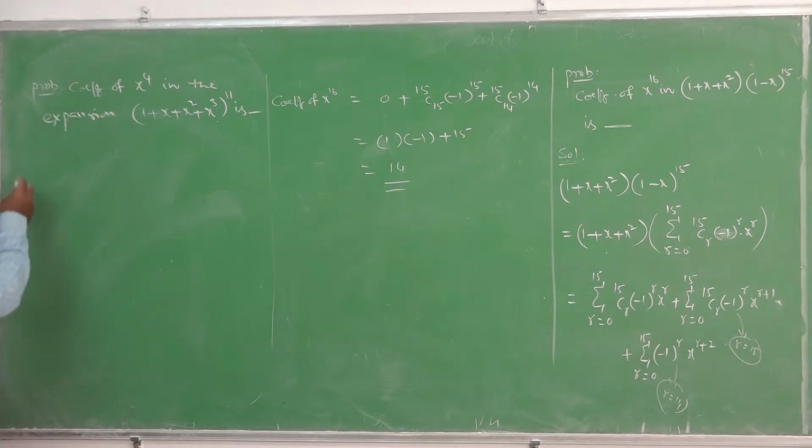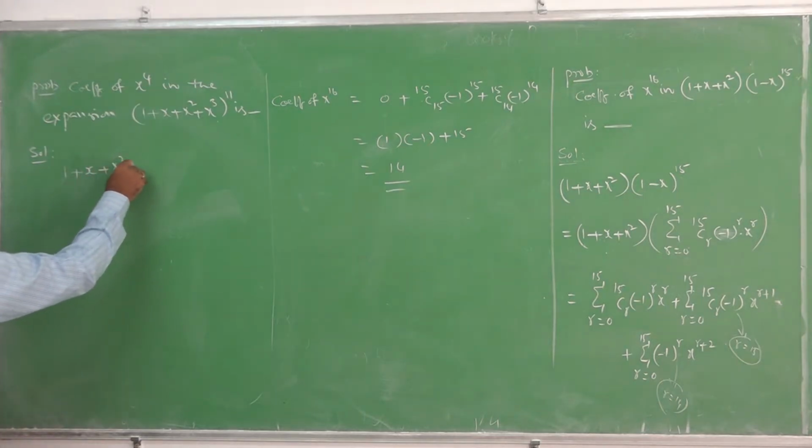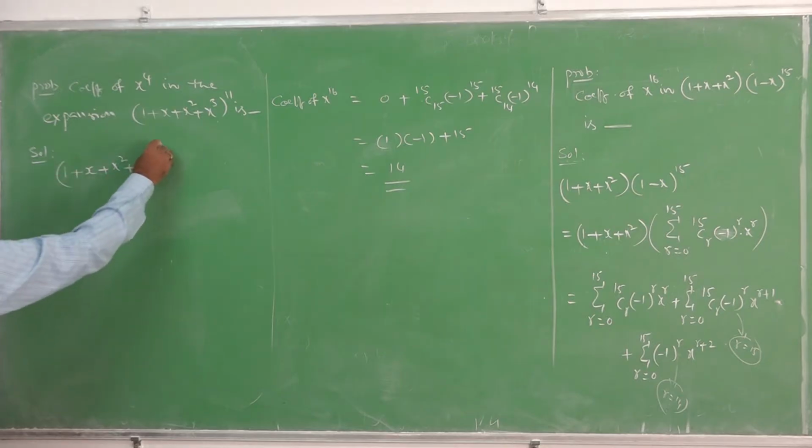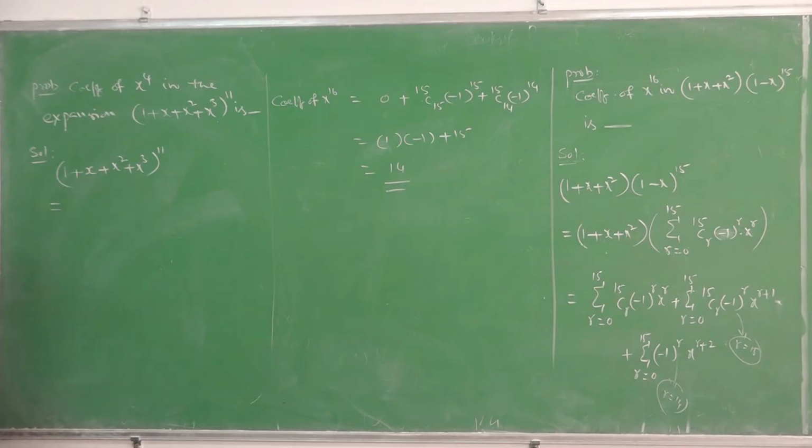So in such case, you can go through this procedure. 1 plus x square plus x cube whole power 11. Observe whether we can write the base as the product of 2 factors or 3 factors. At first observe that one. Otherwise, if these terms are in GP, find the sum of the terms of GP. That is one more procedure.